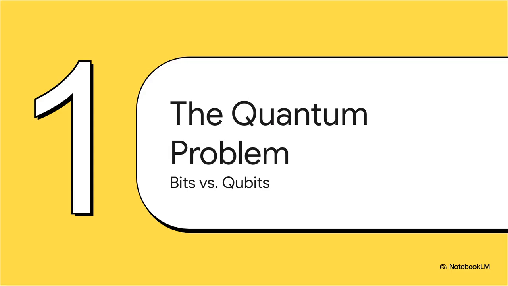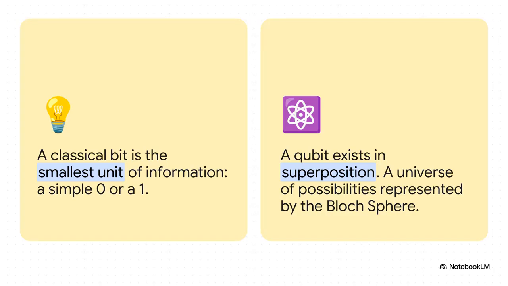Okay, to really get to the heart of this, we first have to understand the fundamental night-and-day difference in how classical and quantum computers even store information. It all comes down to their most basic building blocks. And the difference here? Well, it's everything.